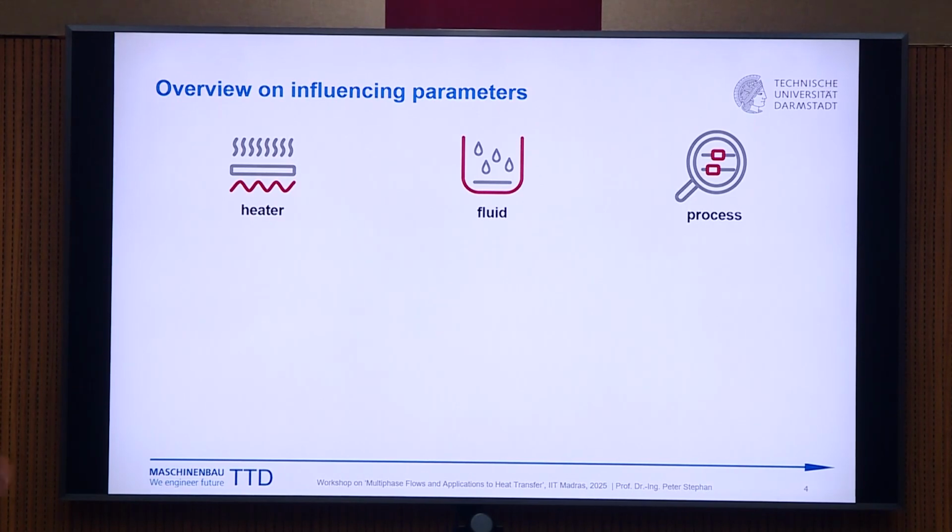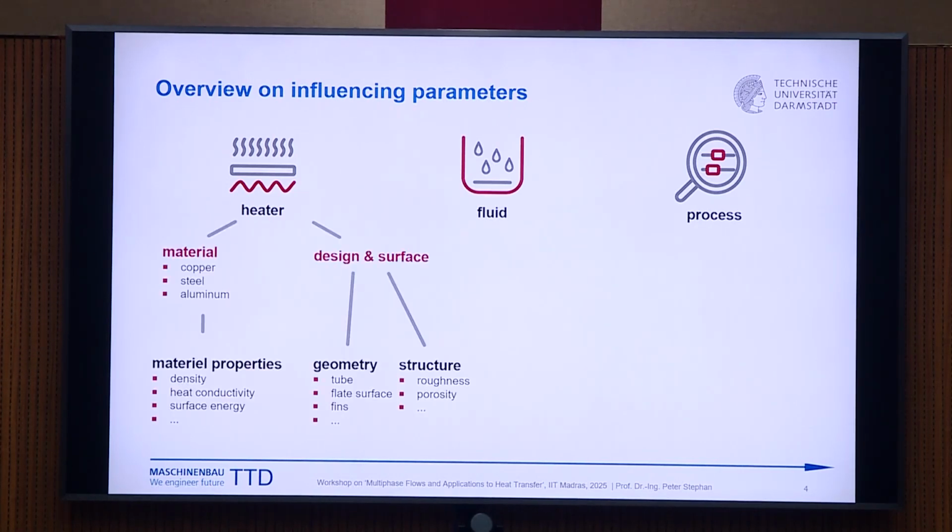So, of course, what is influencing this Nukiyama curve or the performance of a boiling device is the heater material, the fluid, and the process itself. So, heater means the material of the heater, either copper, steel, or aluminium, whatever. And what's behind that are the material properties like heat conductivity, density, and so on.